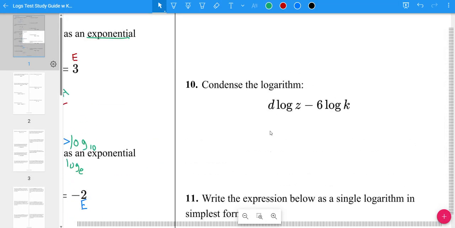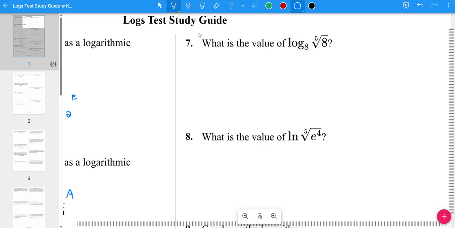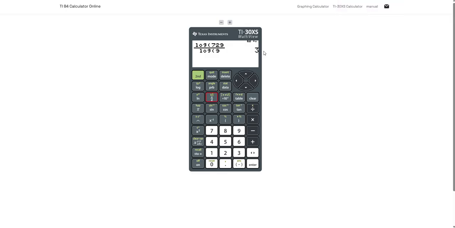Number 7. We just did number 6, now we're on 7. So now we're going to this right here. We're going to rewrite it with base on bottom. Same thing again. So my argument goes on top. The base is 8, base on bottom. So let's type that in.